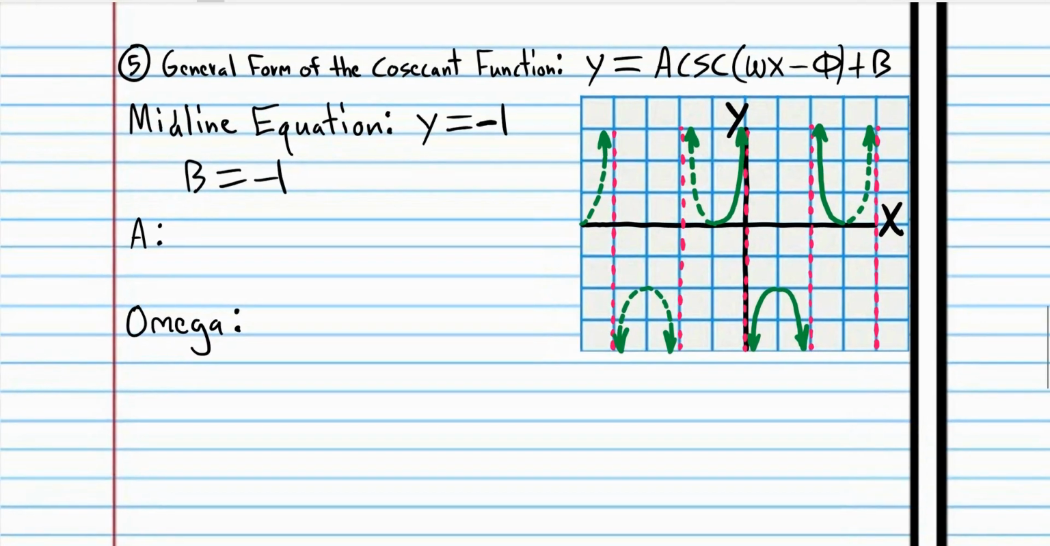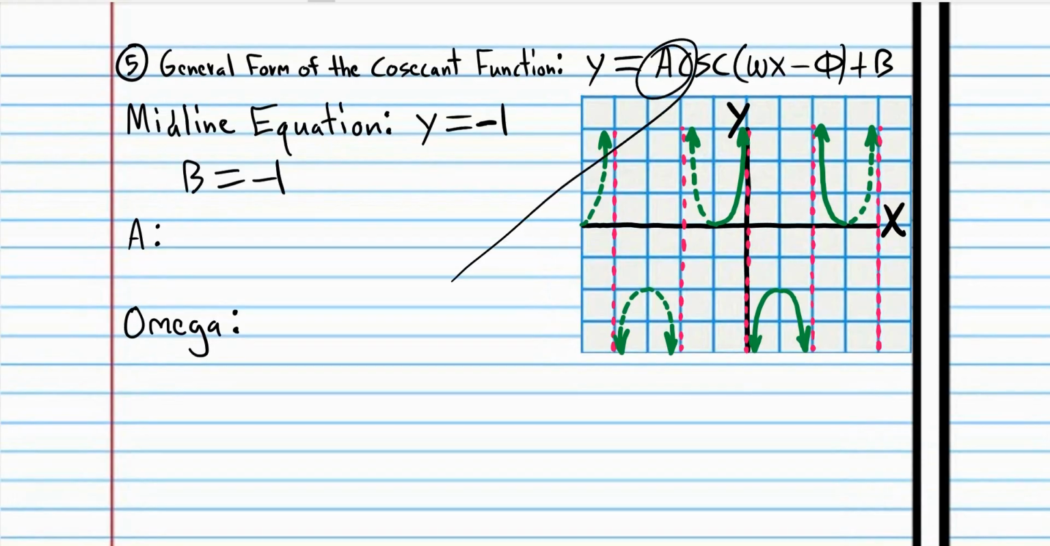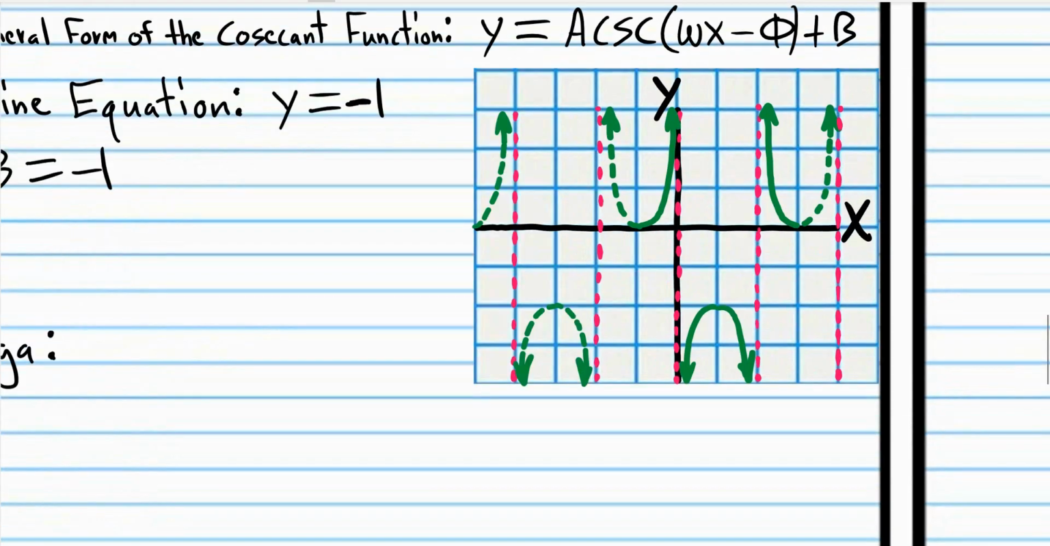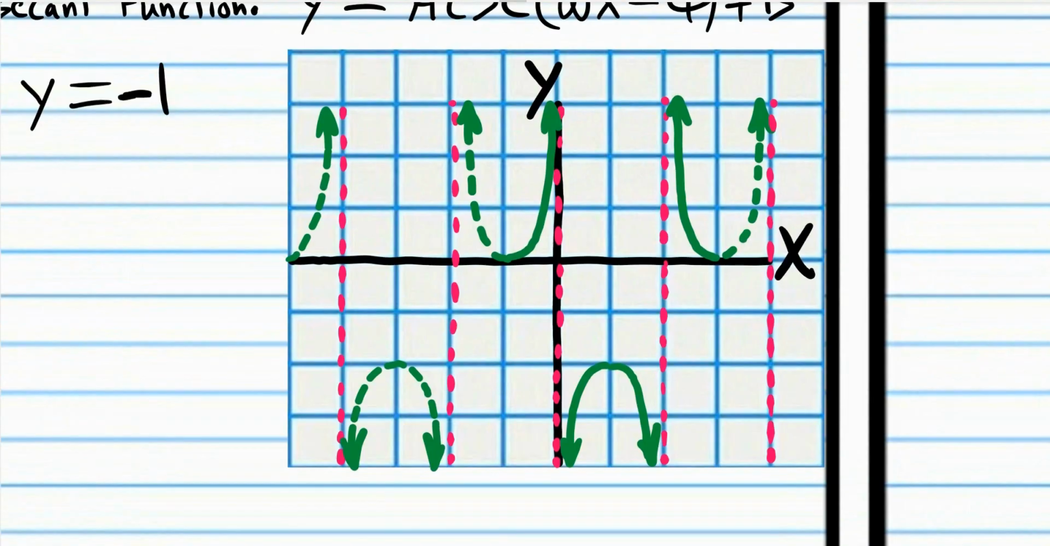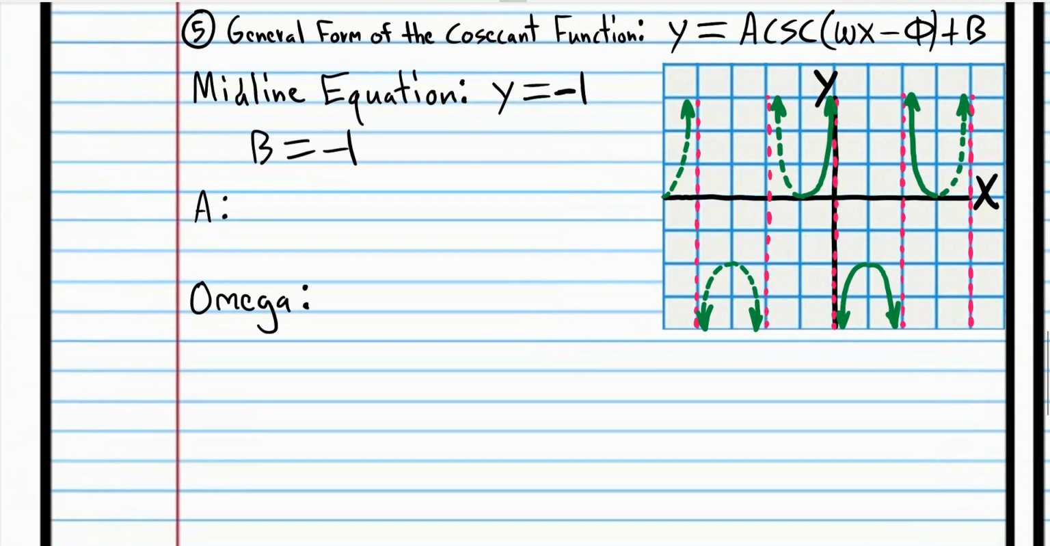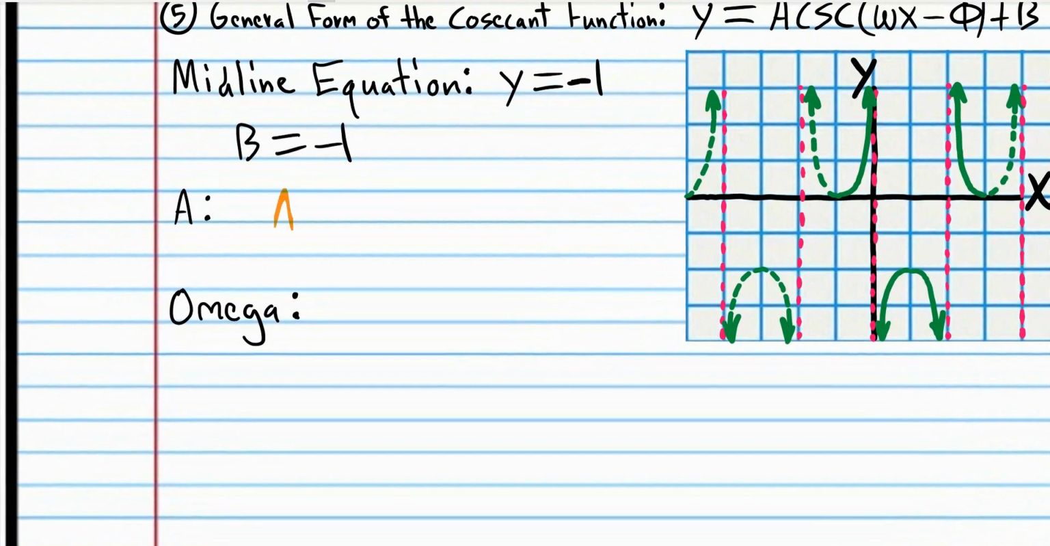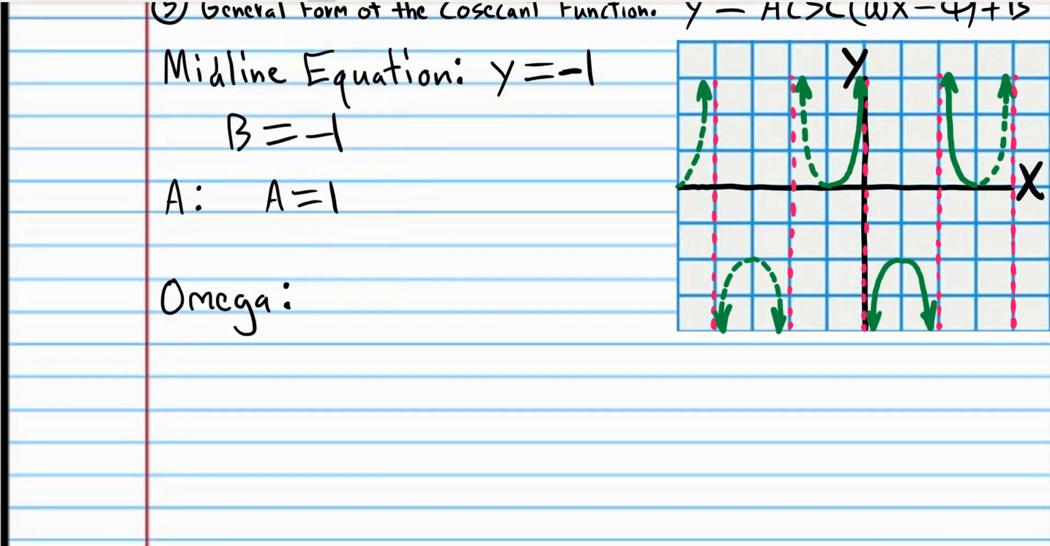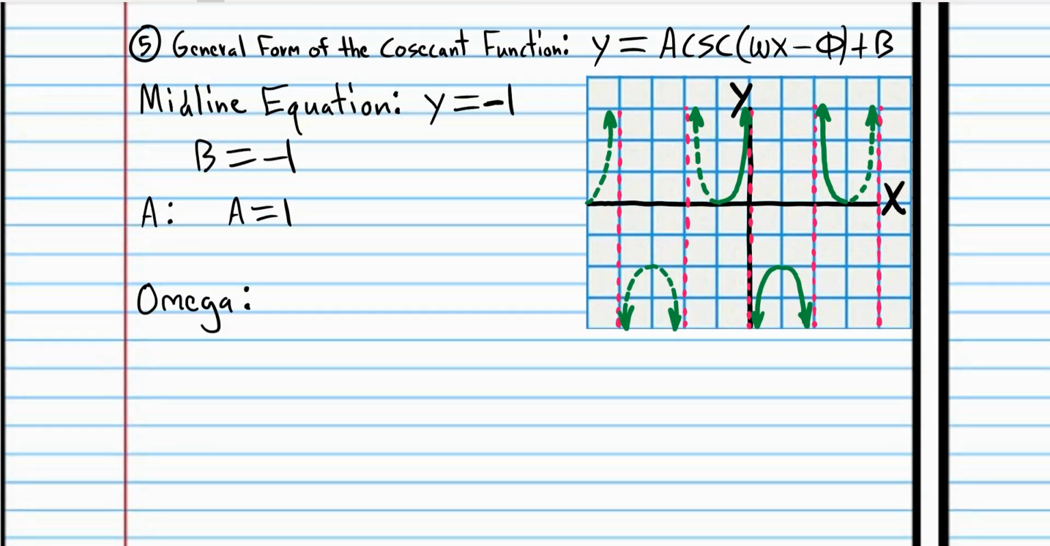Now, we don't call a the amplitude anymore. We only call it the amplitude when we're dealing with sinusoidal functions. That's the cosine function or the sine function. But a still has a meaning. It's the distance from the midline to the graph, the shortest distance. Or if you want, you can go down and you'll get the same number. It's going to be 1. So in this case, a is going to be 1. In the previous problem, a was 2. And we called it the amplitude. But not in this problem.